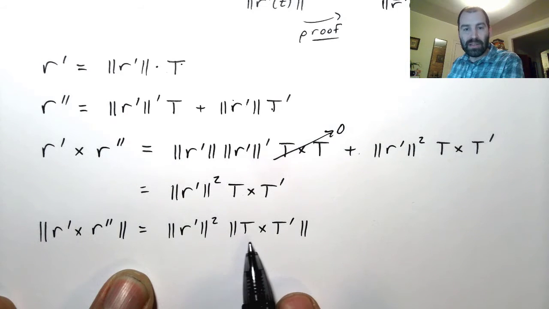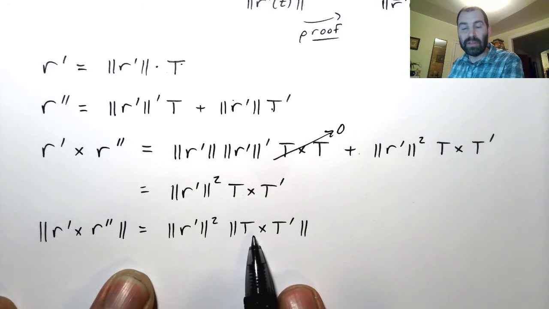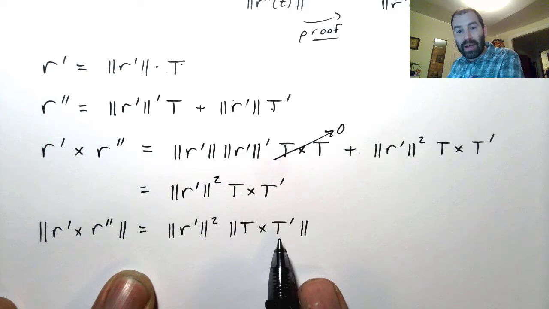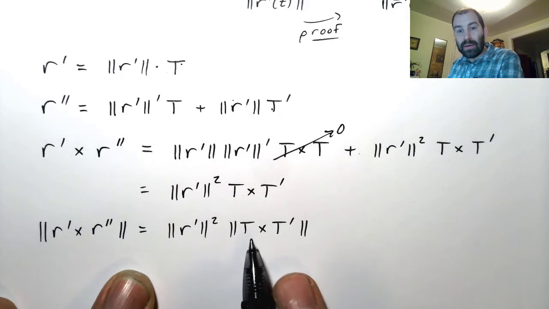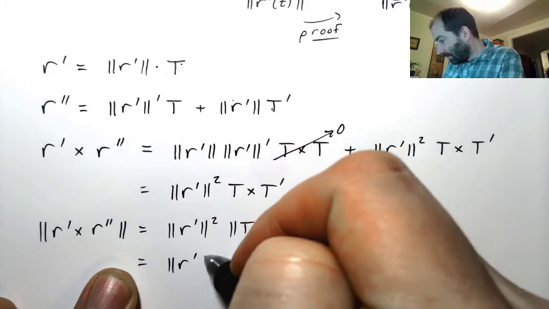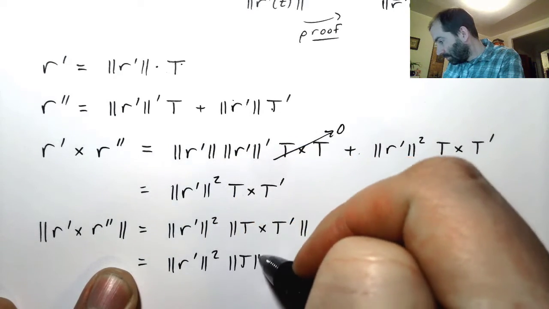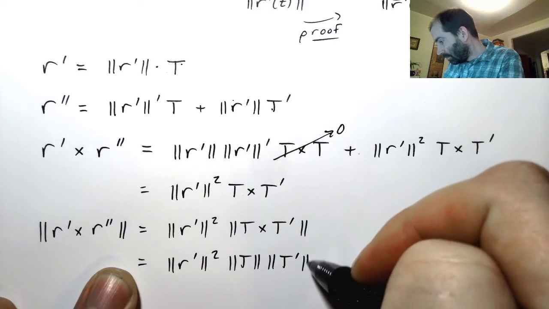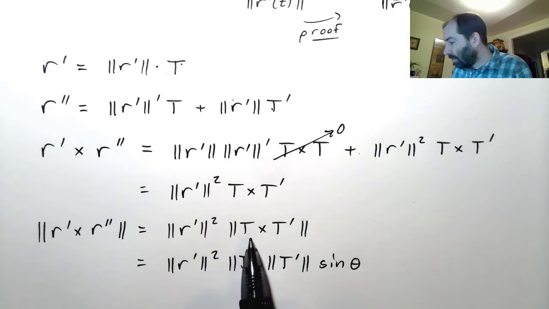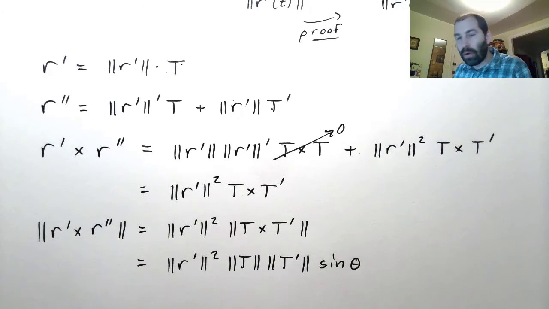Okay, so we need to somehow figure out how to compute the magnitude of t cross t prime. Well, we know a nice formula about the magnitude of a cross product, provided we know the angle between the two vectors. And that says that we multiply the magnitudes of the vectors together, multiplied by the sine of theta, where theta is the angle between these two vectors. So let's write this down. Now, do we know this angle?